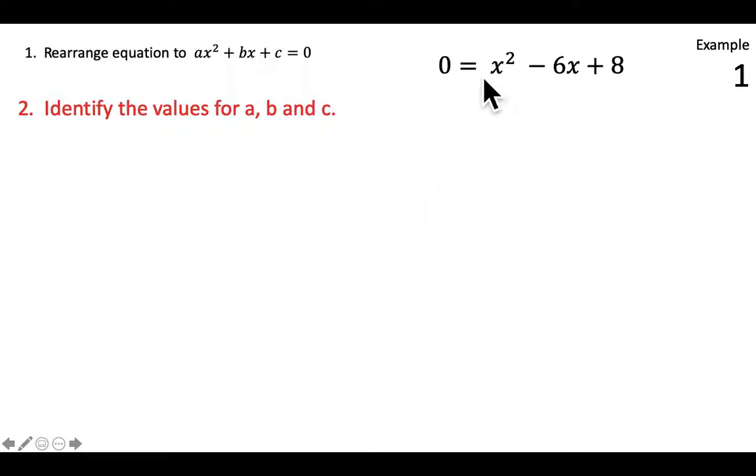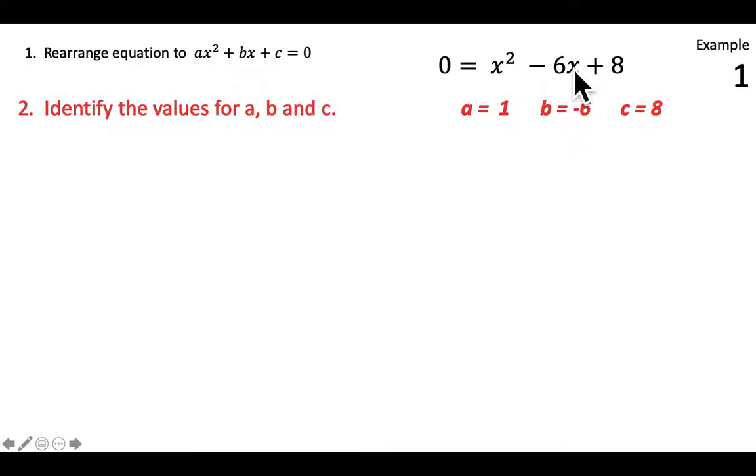So now, this is in the correct format, so now we can pull off the values for a, b, and c. You can't pull off the values for a, b, and c until you have the equation set equal to 0. All right. So in this case, the coefficient on the x squared term is 1. There's no number there, so it's an implied factor of 1.